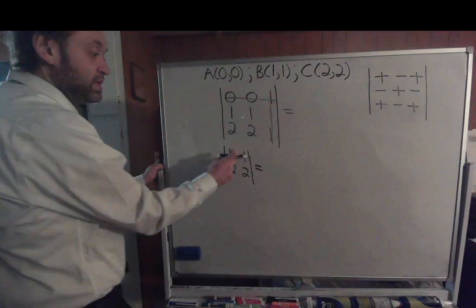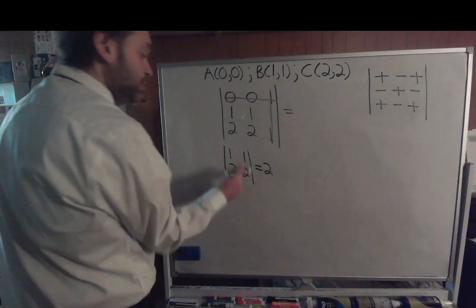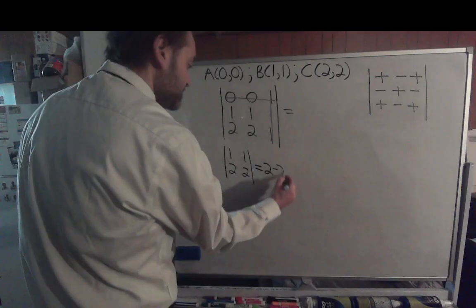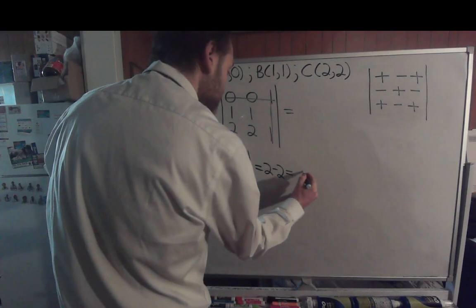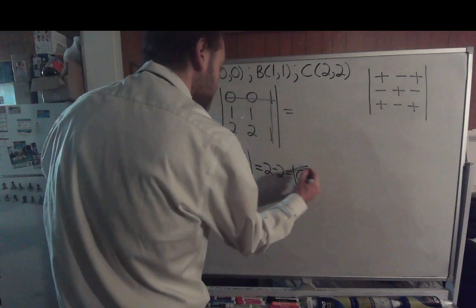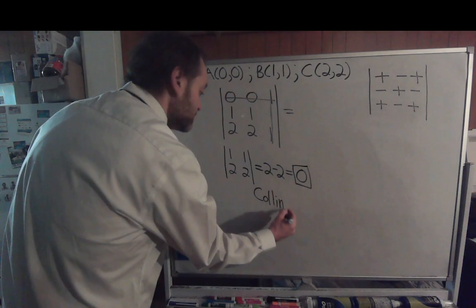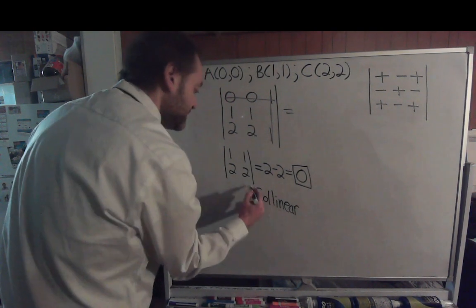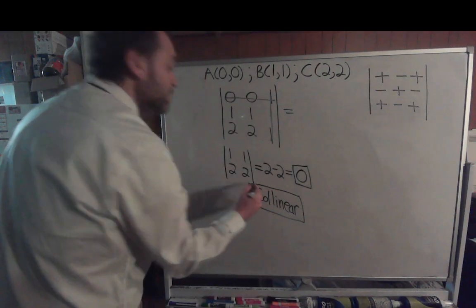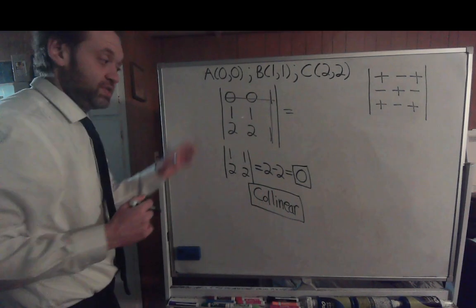So let's see, 1 times 2 is 2, minus 1 times 2, that turns into minus 2, gives you a determinant of 0. So since the determinant is 0, these 3 points are in fact collinear. They do lie on the same line.